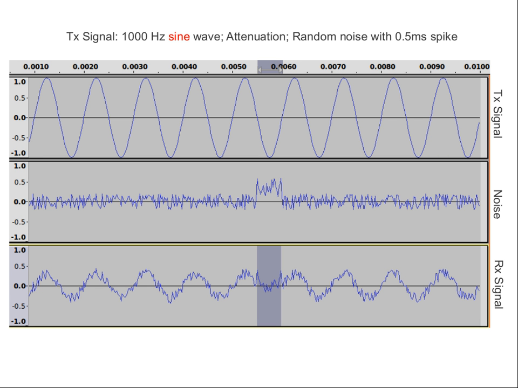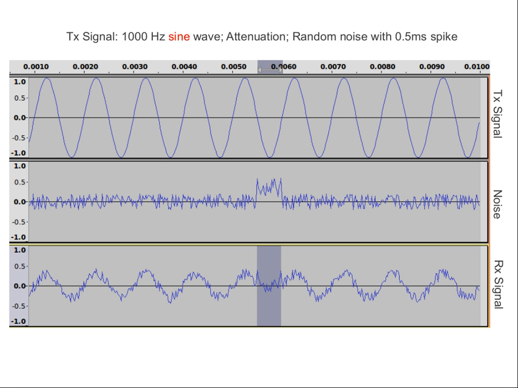I've also generated some noise here. The noise is random and quite small, except for this half a millisecond of noise, which goes up much higher than the other part of the noise. Let's say if this is an audio signal, this is some student who starts talking in the middle of my lecture. They create noise on the system. So we have the transmitted signal and noise.